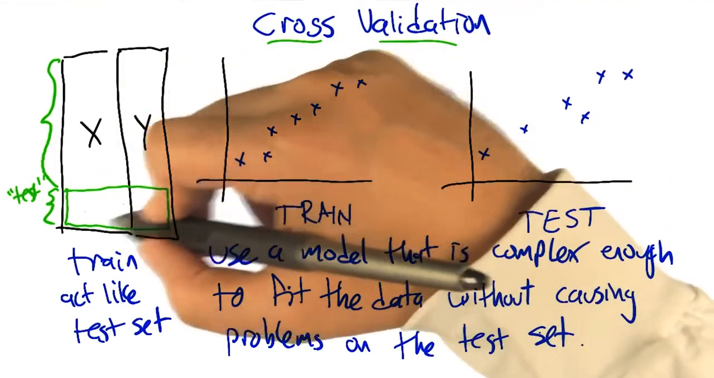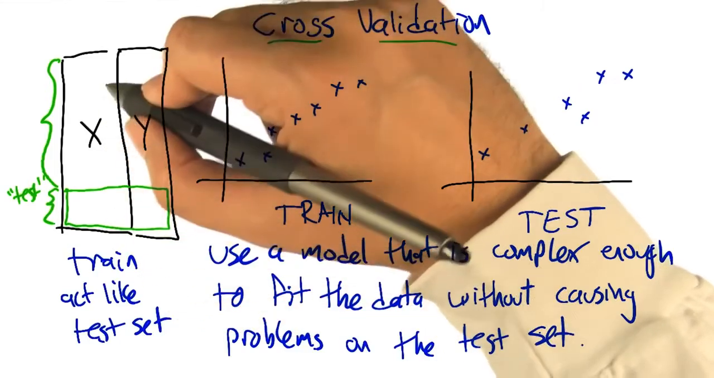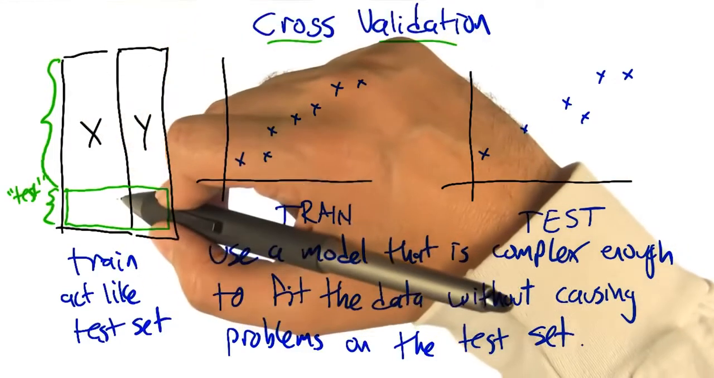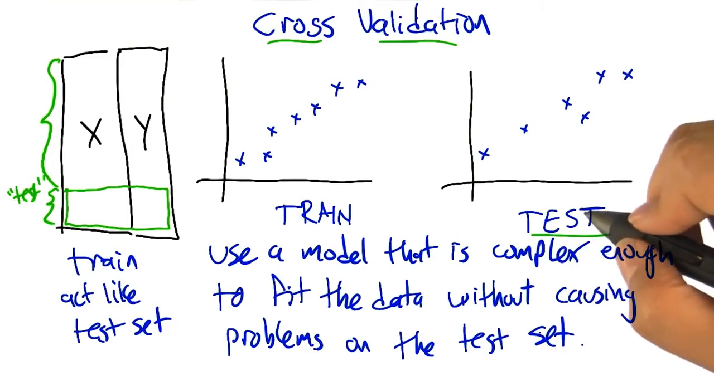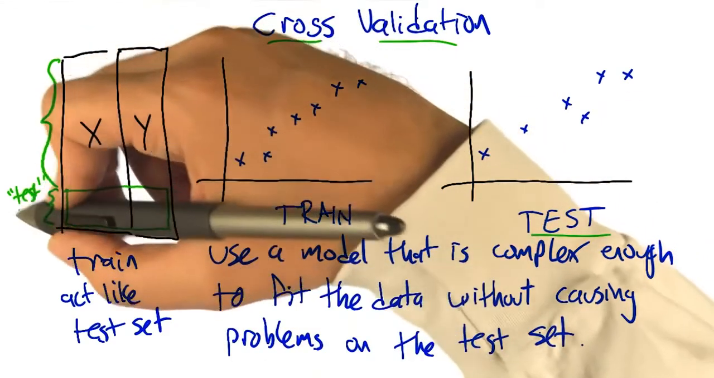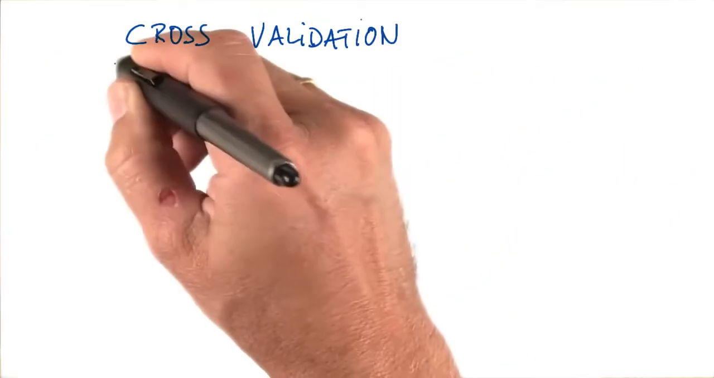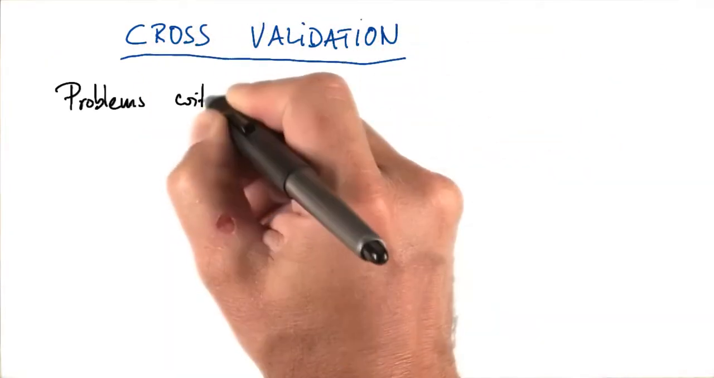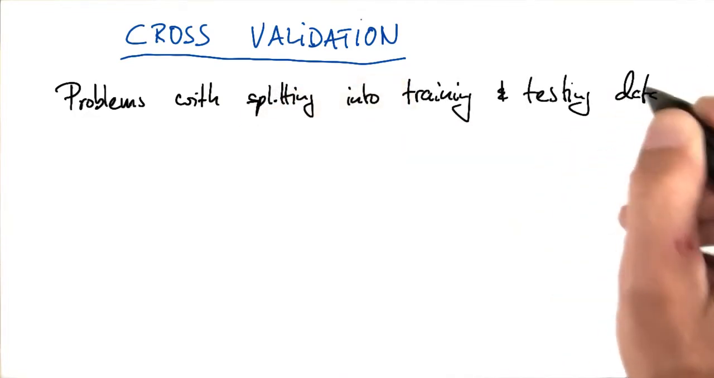And it's going to be a stand-in for the actual test data that we can make use of, that doesn't involve using the test data directly, which is ultimately going to be cheating. So this cross-validation set is going to be really helpful in figuring out what to do. And to get into cross-validation, let's first talk about problems with splitting a data set into training and testing data.